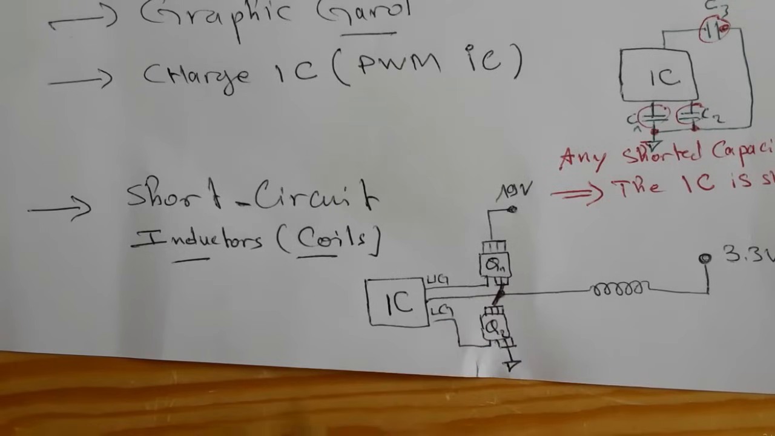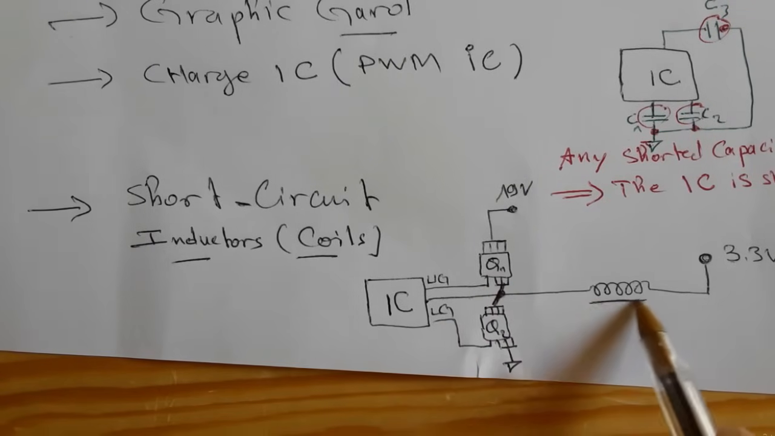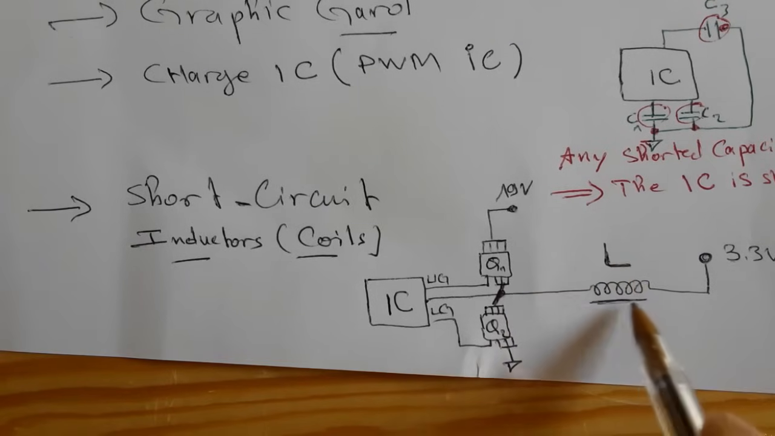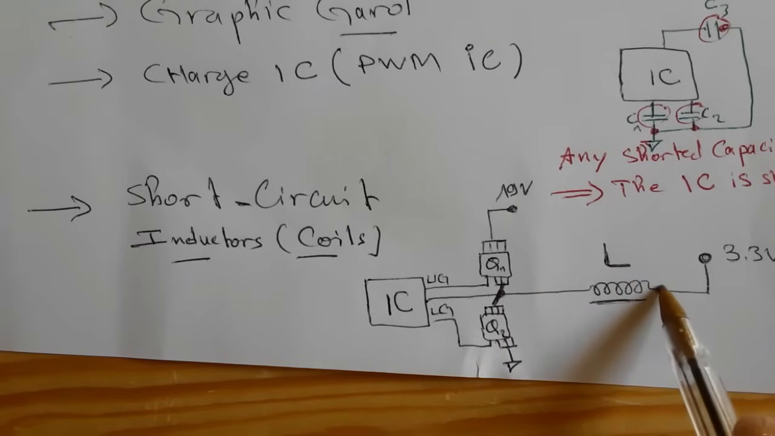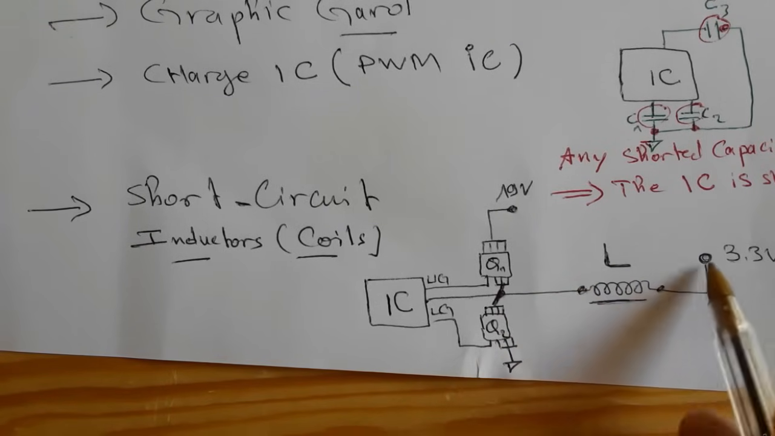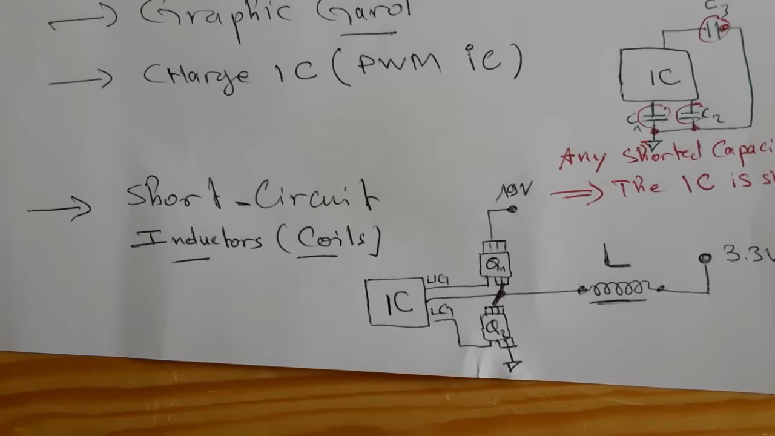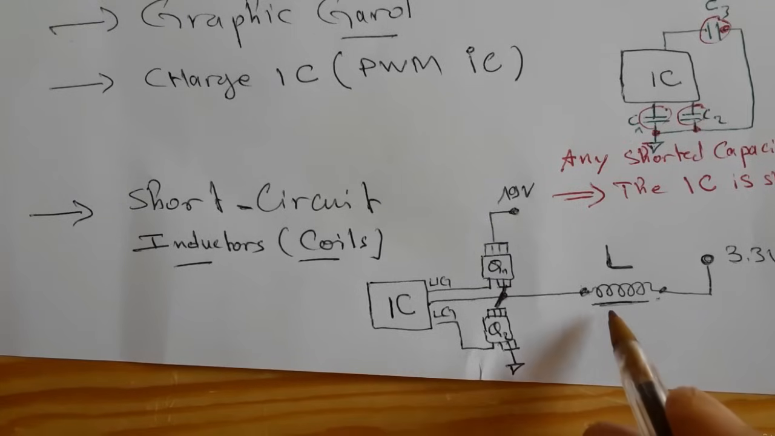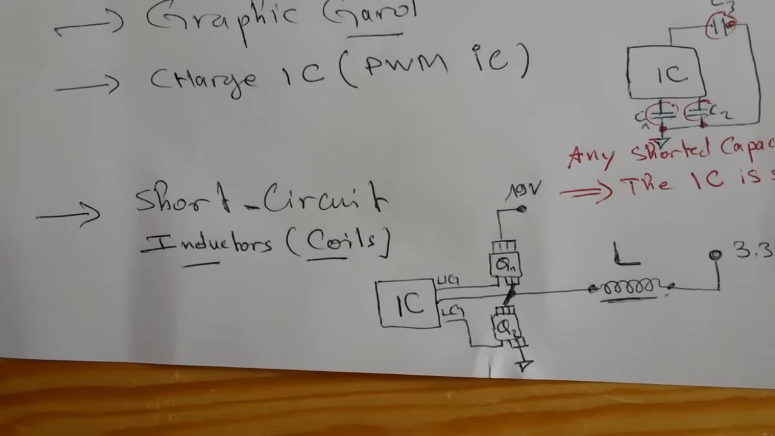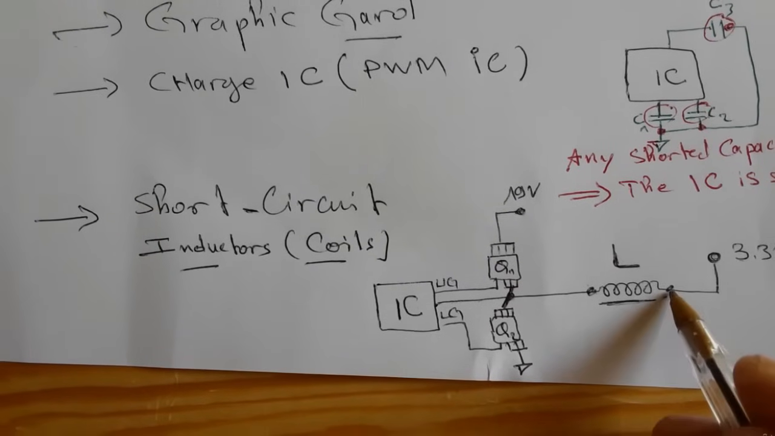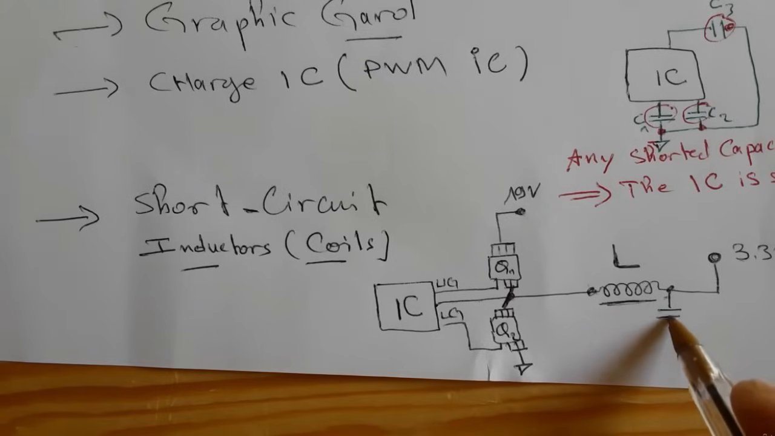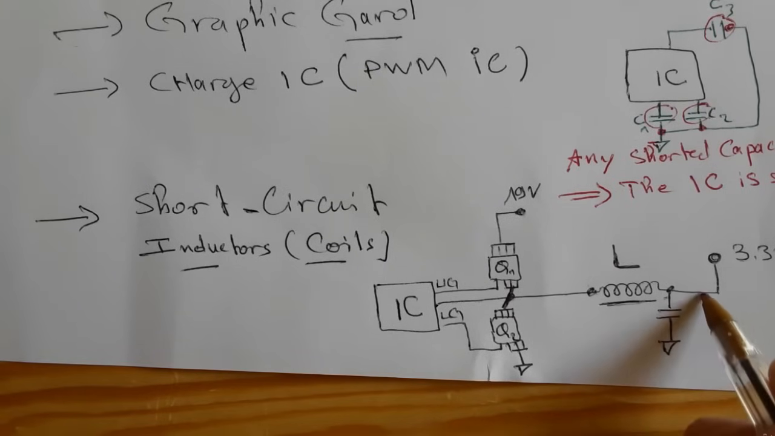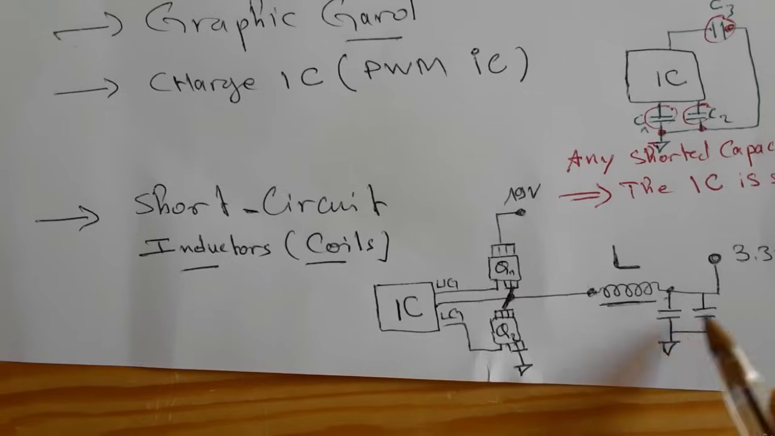So the 3.3 volts will be generated through the coil L, or the inductor. As you can see here, the coil is not connected to the ground. You will never find a coil that is connected to the ground in the motherboard. So if you check the coil using the multimeter and you find that it is shorted to the ground, it means there is a problem. There is a short circuit in that circuit.